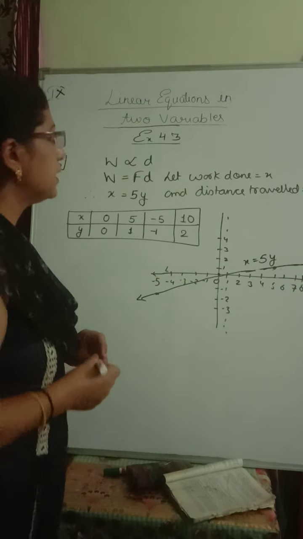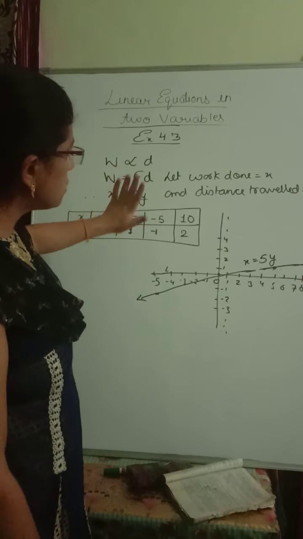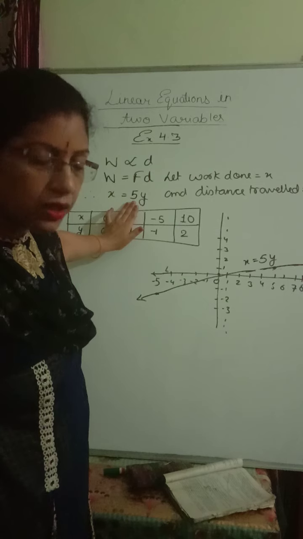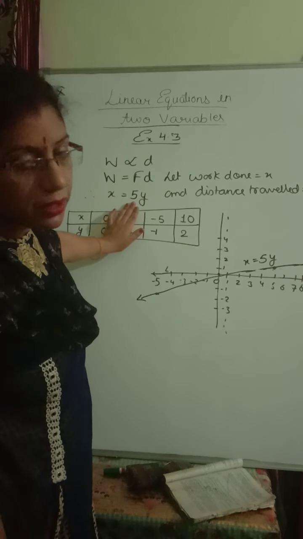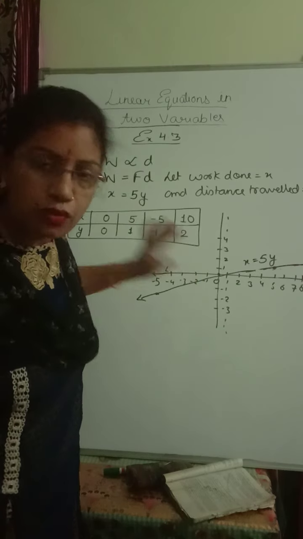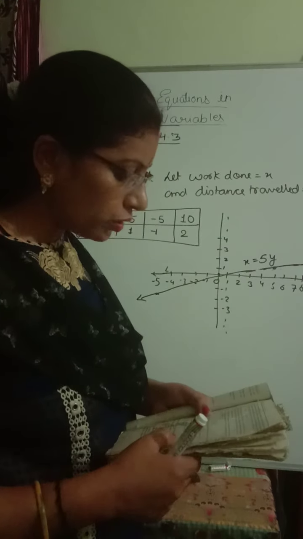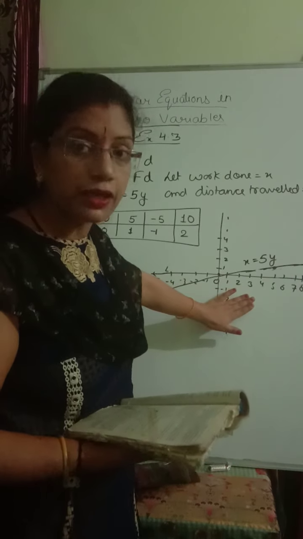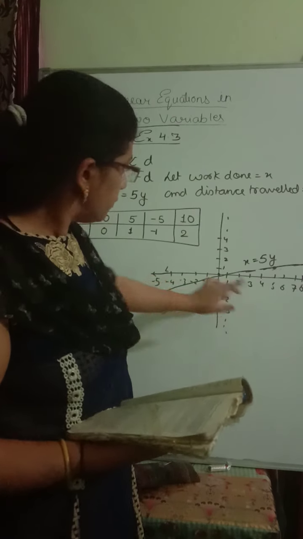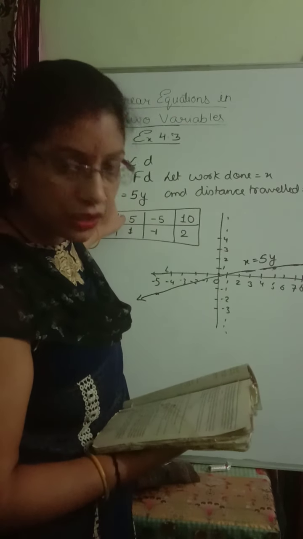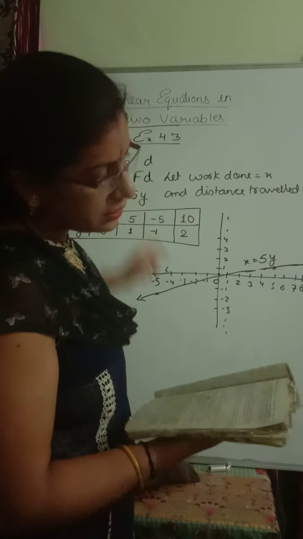So what are they saying? Very first, they ask: work done is directly proportional to distance traveled with a constant force y. Give the equation as a linear equation in two variables. We have already done that, and draw the graph for it. This much we have done. Now they are saying, also read from the graph. Read from the graph the work done. We have to find the work done, the value of x, when the distance traveled by the body is 2 units and 0 units.